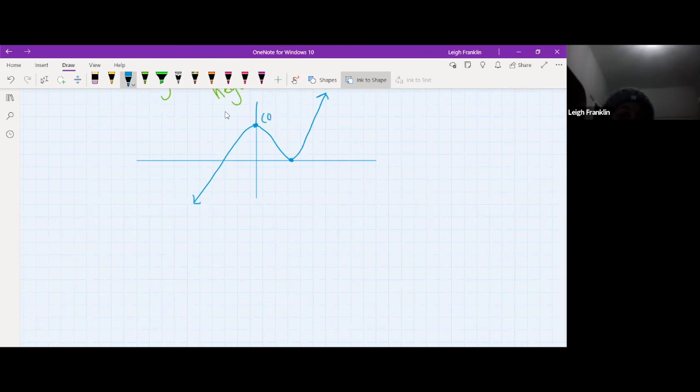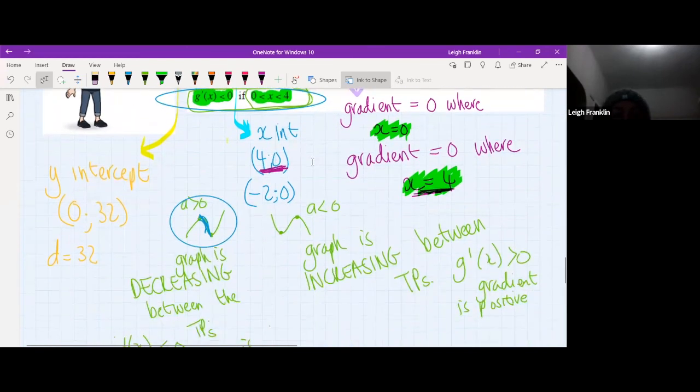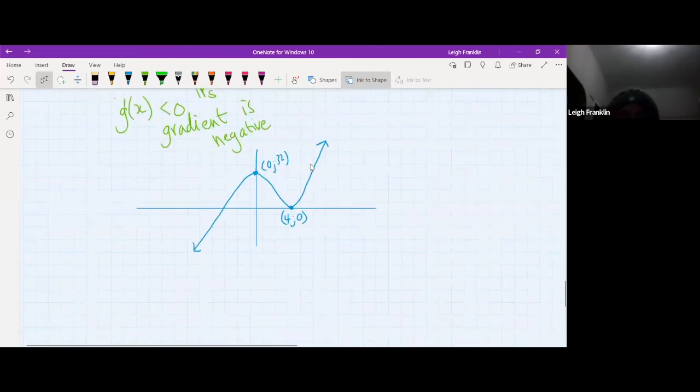So we know that when x is equal to 0, that is a turning point. That also happens to be our y-intercept, because the y-intercept also has 0 as its x. Over here, our other turning point, which is our other x-intercept, was at 4 and 0. And if memory serves me correctly, -2 was another x-intercept. So that would be that point over there, which would be -2 and 0. Okay, it's decreasing between its turning points.